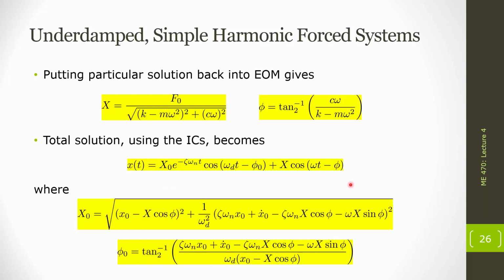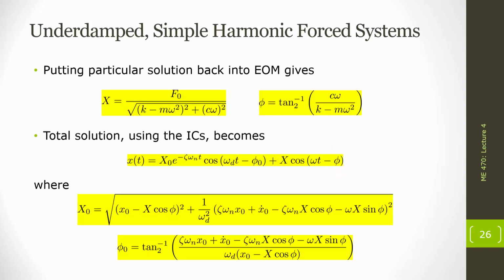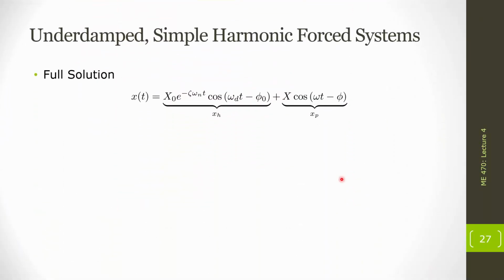And if you notice what the total solution looks like, we have from the homogeneous part this exponential times a cosine. So we're going to have oscillations at the damped frequency from the homogeneous solution part, and we're going to have oscillations at the driving frequency from the particular part. So homogeneous part plus particular part.